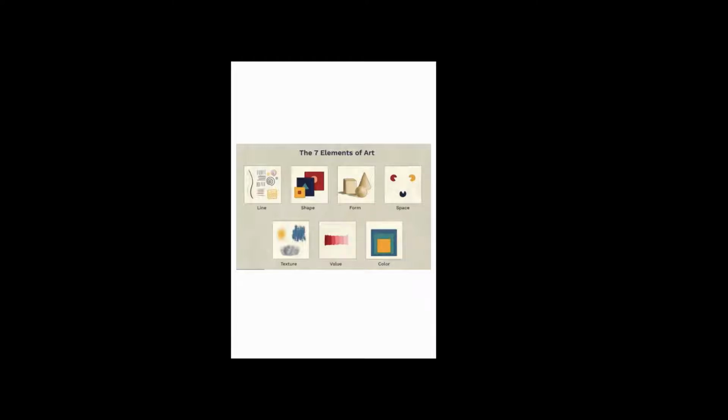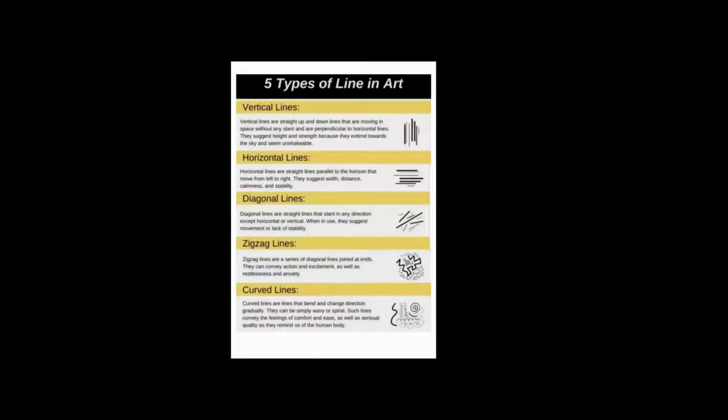So line, what is line? A line is points placed in a series in one direction. Moving points trace a line, and closing it creates a shape. So line has various types. Let's have a look at this.